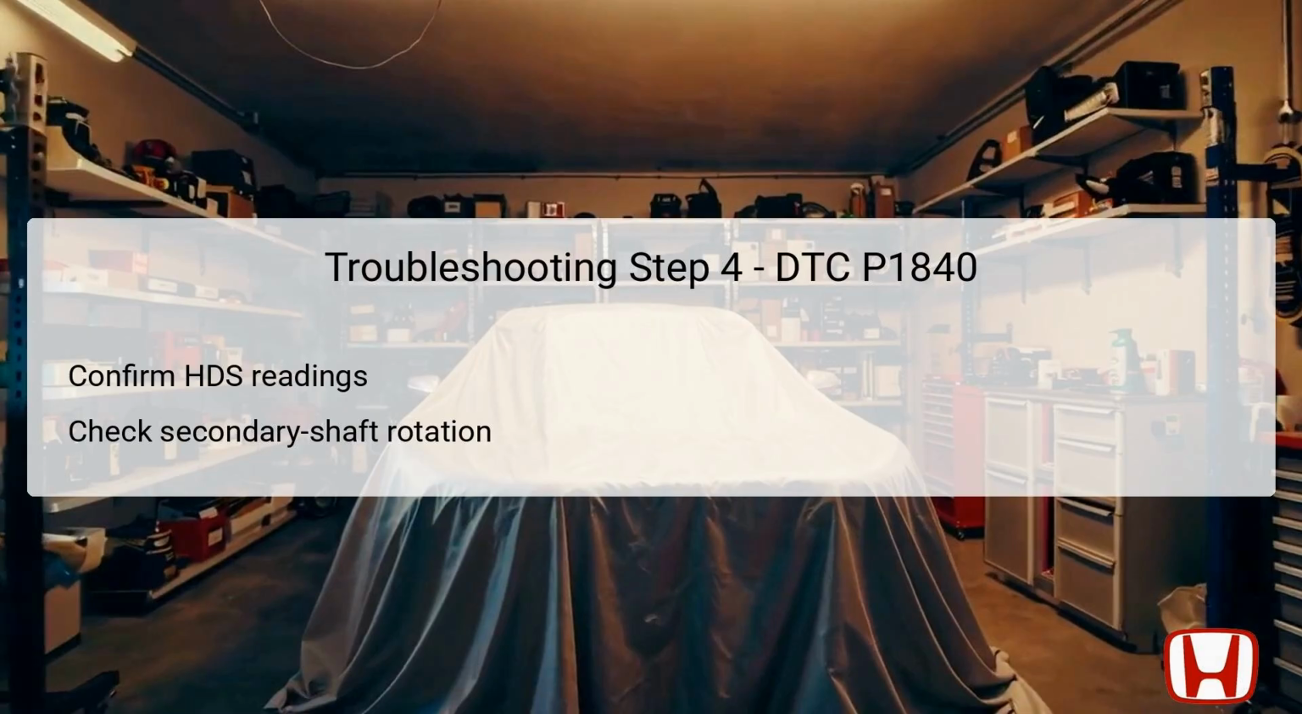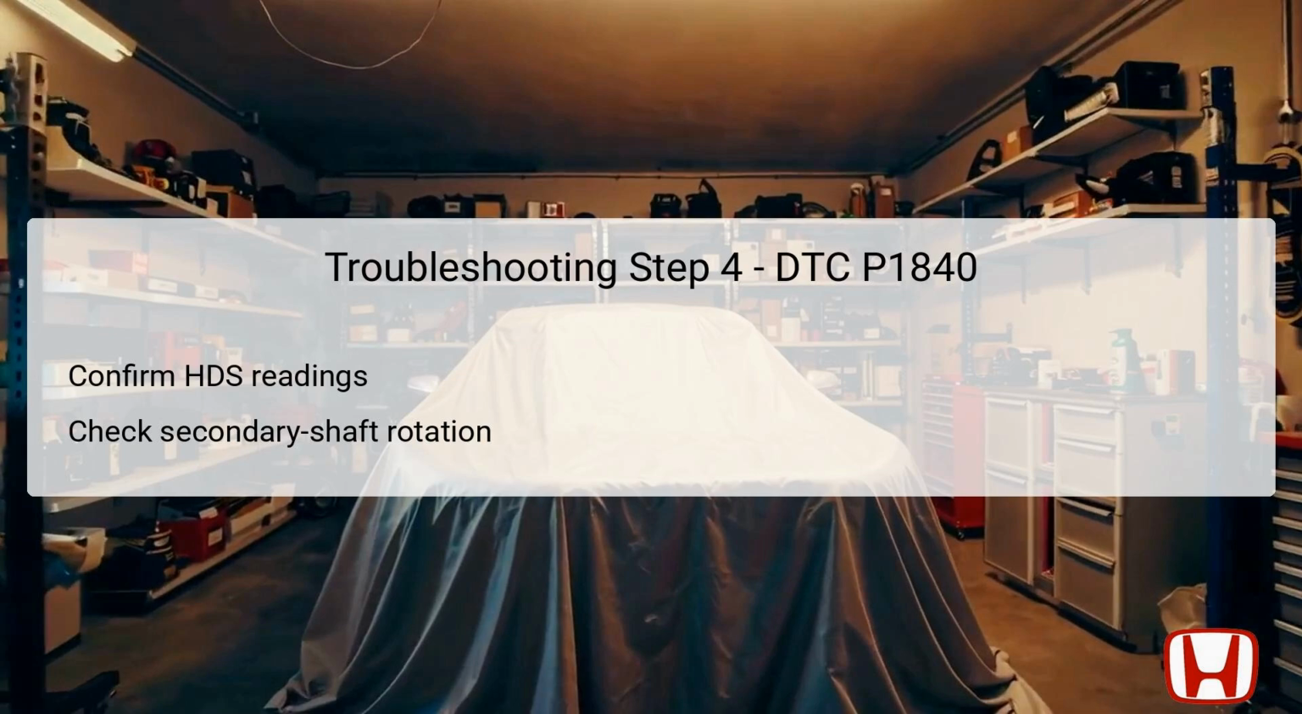If the reading deviates from this expected value, it confirms the failure of the system has been duplicated, solidifying the diagnosis of DTC P1840. The HDS plays a fundamental role in providing accurate diagnostic information and allows investigators to pinpoint issues within the CVT speed sensor's readings.